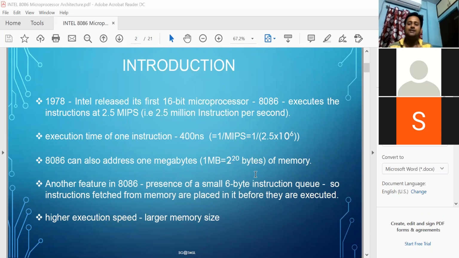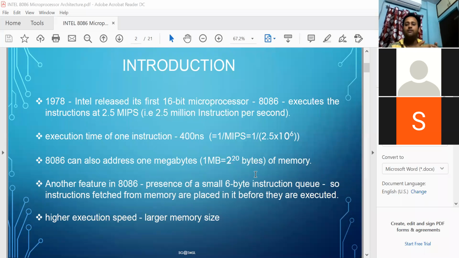But in 8086, when the first instruction is fetched by the processor from the memory, it is stored inside the queue, and after storing it, it is ready to decode and execute. When the first instruction is being executed by the microprocessor, the second instruction is fetched from the memory and stored inside the queue. And when it is ready for execution, the third instruction is fetched side by side. So two simultaneous operations are performed at the same time: one is the execution, another is the fetching.